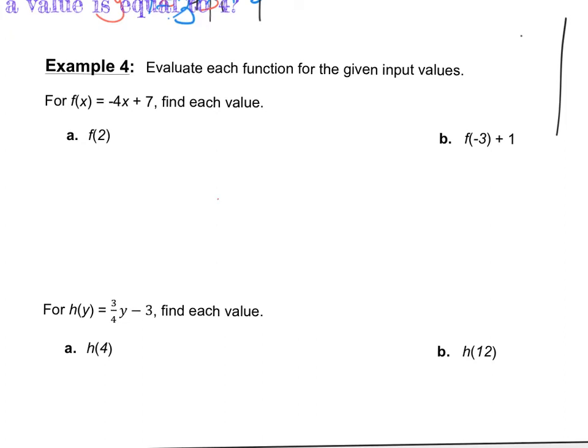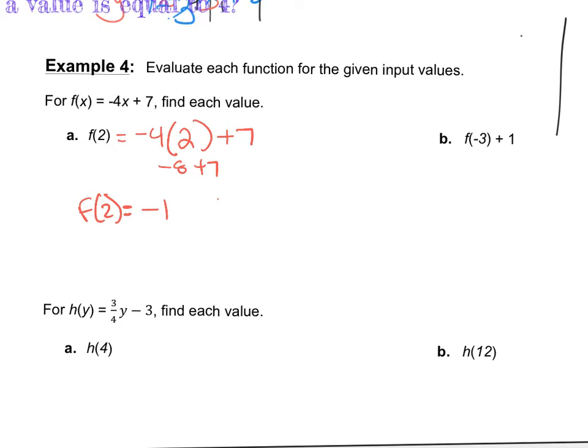So you're right. The f of 2 is going to equal negative 4 times, now I'm going to put 2 in x's place, plus 7. That's going to give me negative 8 plus 7, which is negative 1. So the function of 2 gives me negative 1. If the input is 2, the output is negative 1 based on that function.